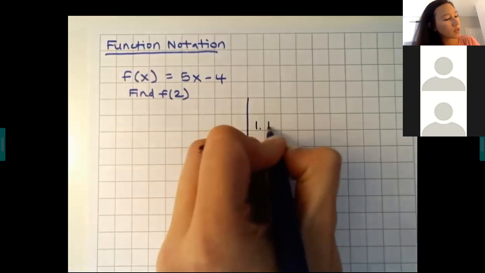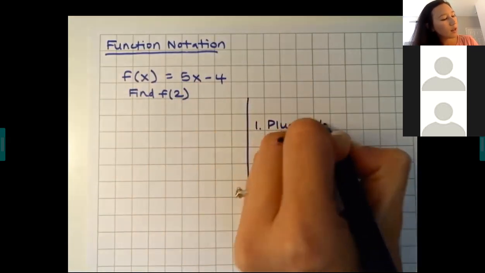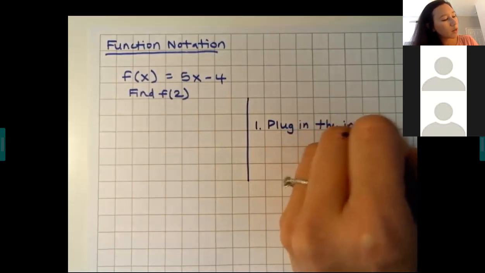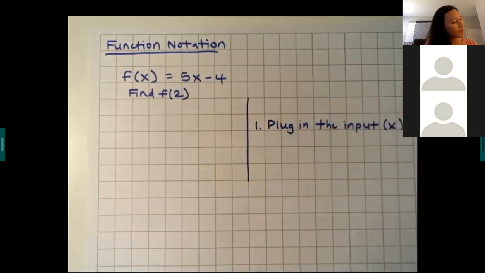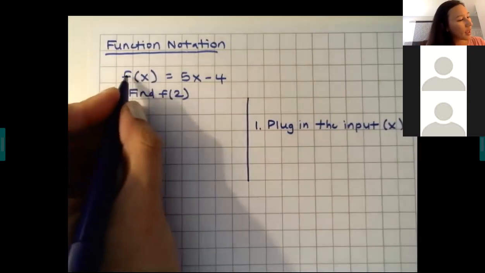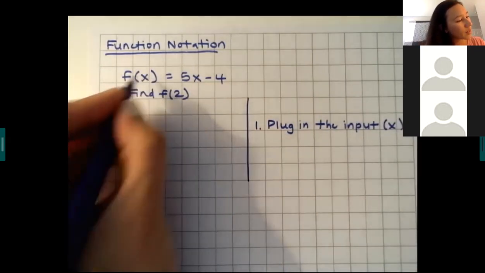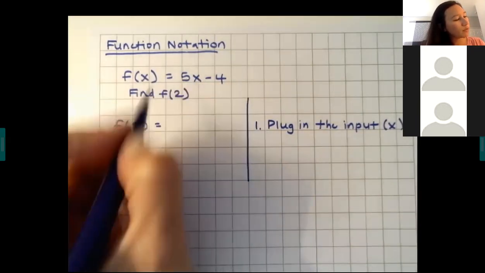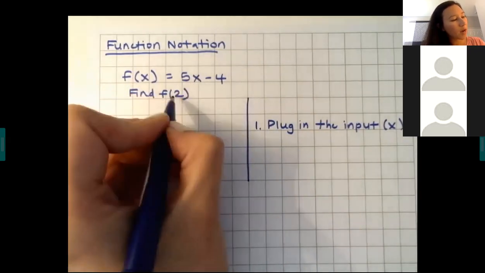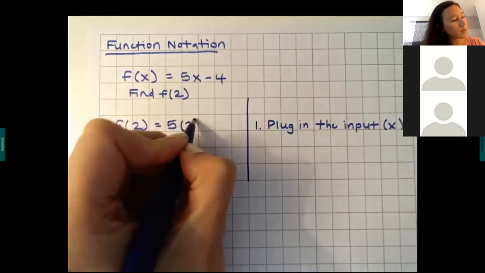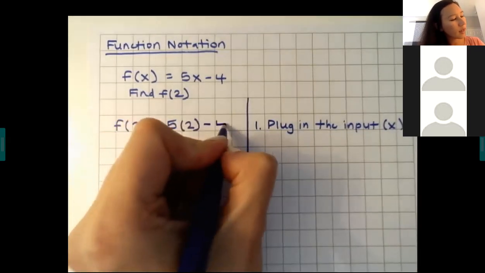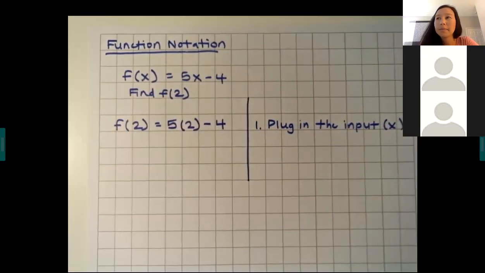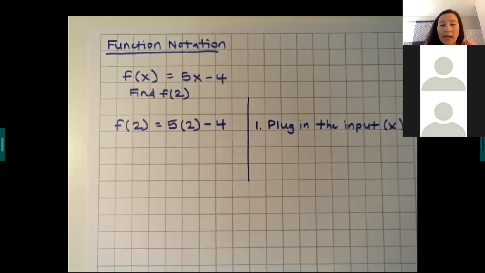So our first step is you just plug in the input for the x. So if we're trying to find f of 2, we're going to put 2 in for the x. And that equals 5, but now we know that our input is 2, so we plug in the 2 for that x, and we still subtract 4. Any questions how I plugged in x or plugged in the input?